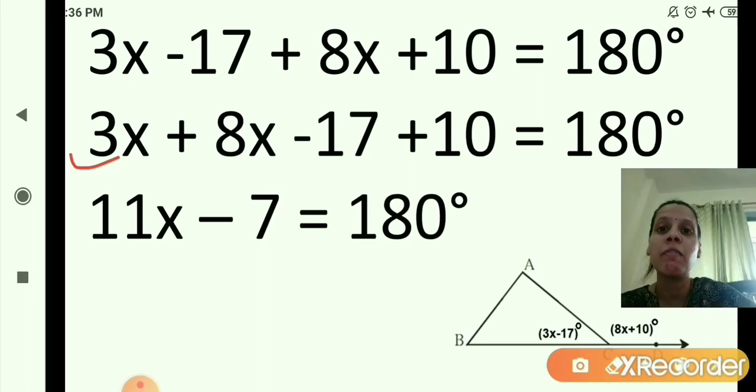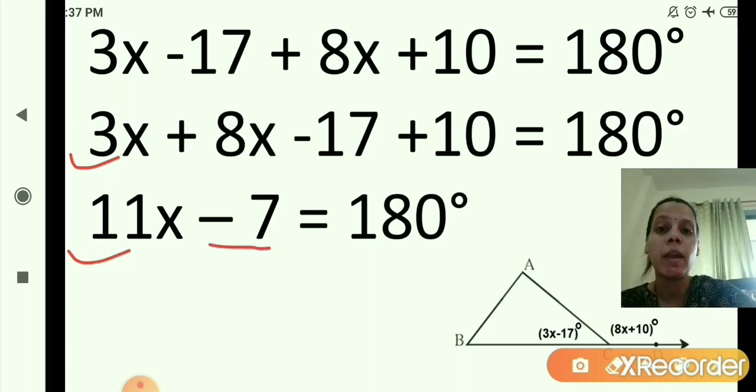That right hand side 180 we will write down as it is. Then 3x plus 8x, do the addition. 3 plus 8, correct, 11x minus 17 plus 10, minus plus minus, right? So 17 minus 10 is what? Correct, 7. So we will write down minus 7 here.